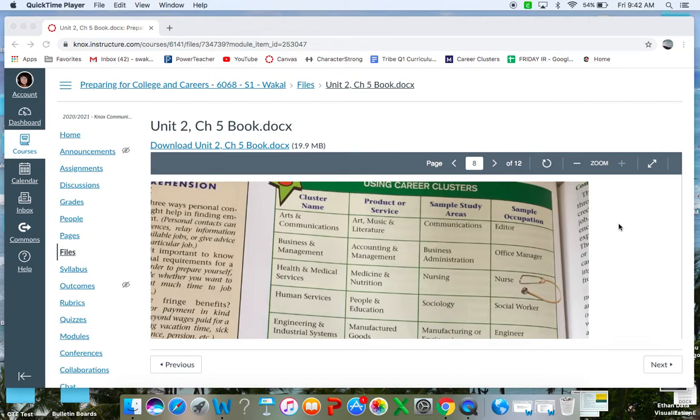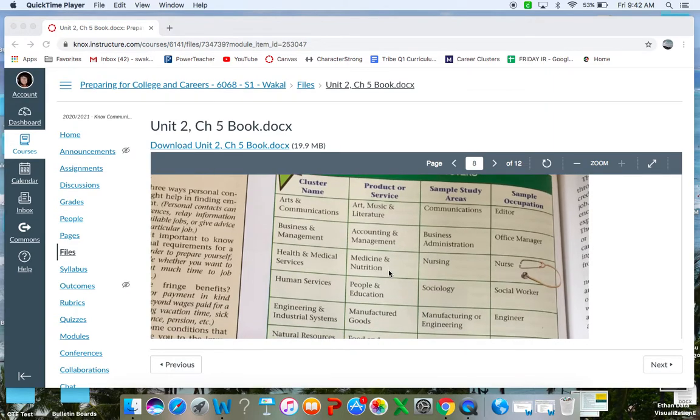Okay, this is a continuation of exploring career pathways. And in your book, it talks about using career clusters. Okay, so here's an example of how you would use a career cluster because remember we have 16 of those.